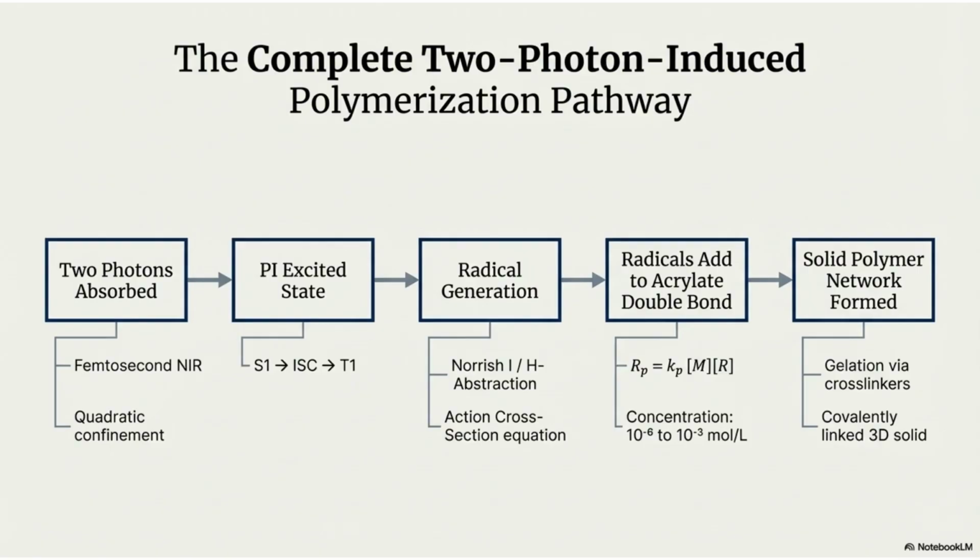This diagram summarizes the complete two-photon-induced polymerization pathway, from two-photon absorption and quadratic confinement, through radical generation and chain propagation, to the formation of a covalently linked solid network.